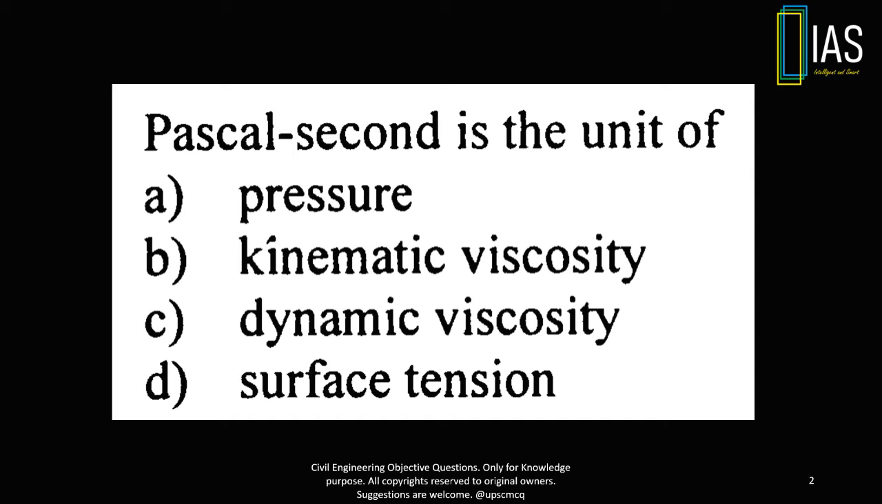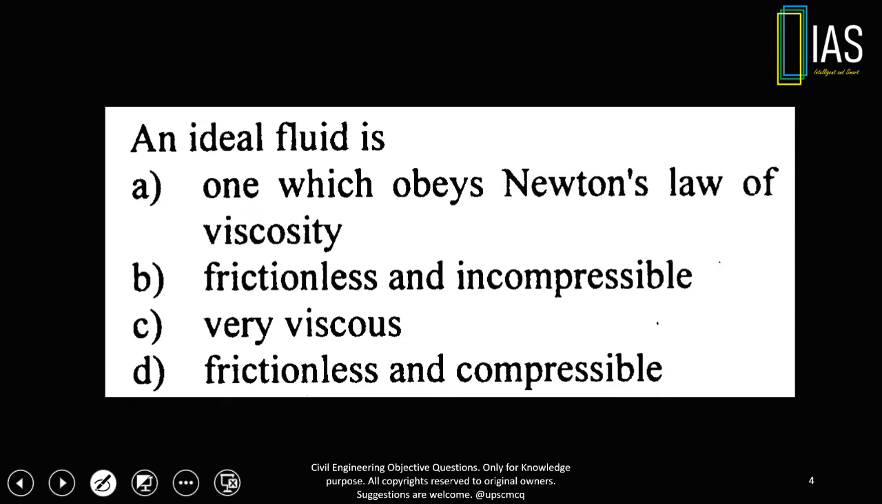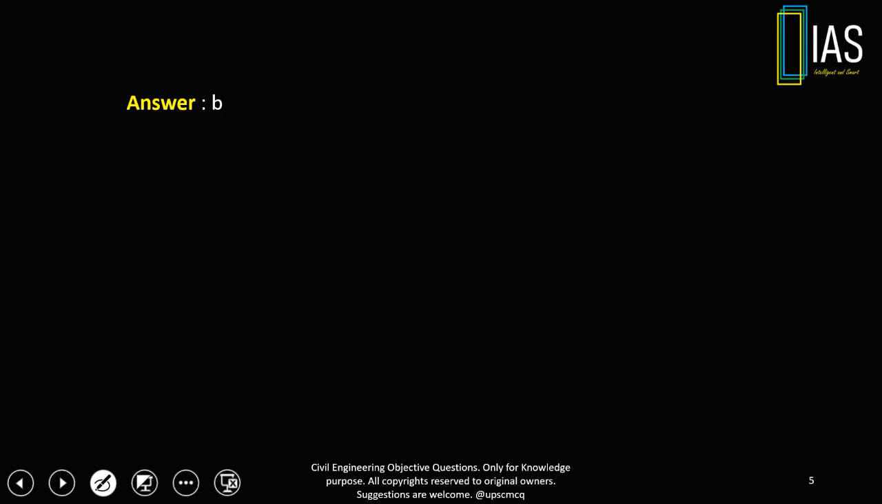First question: Pascal second is a unit of, the correct answer is dynamic viscosity. Let's move on to the second question. Ideal fluid obeys Newton's law of viscosity. Is it correct? No, that is a Newtonian fluid. An ideal fluid is frictionless and incompressible.